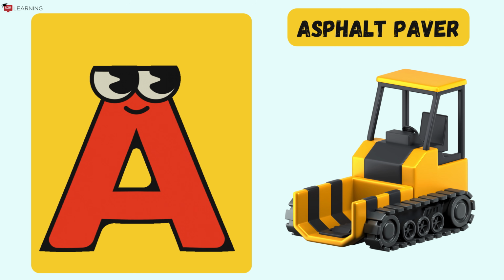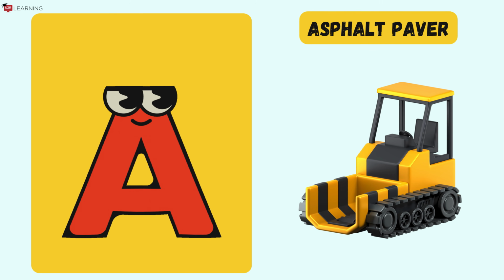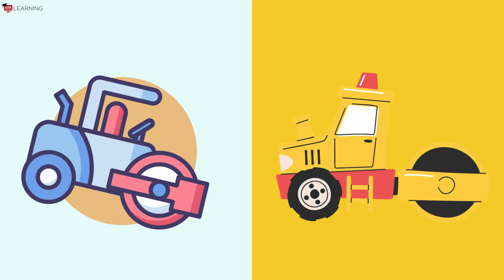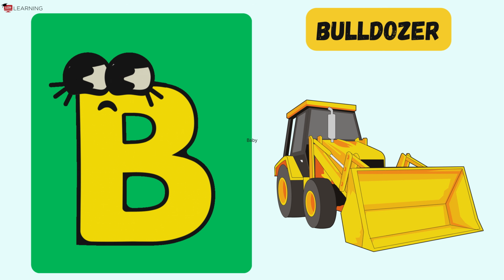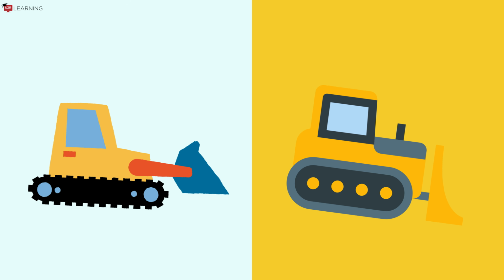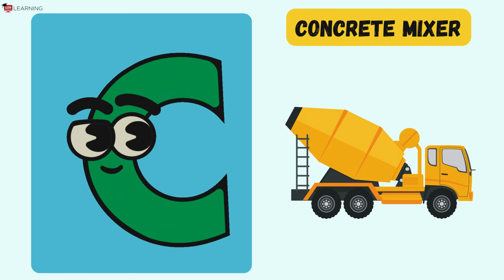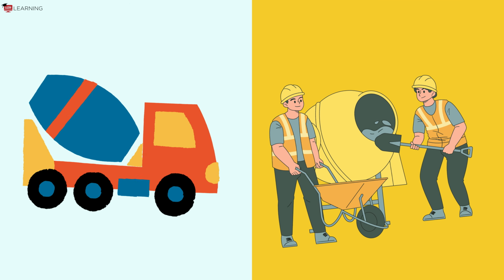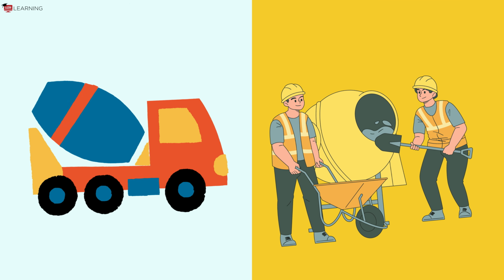A is for asphalt paver, asphalt paver. It lays smooth roads for cars to drive. B is for bulldozer, bulldozer. It pushes heavy dirt with its powerful blade. C is for concrete mixer, concrete mixer. It mixes cement to build strong structures.